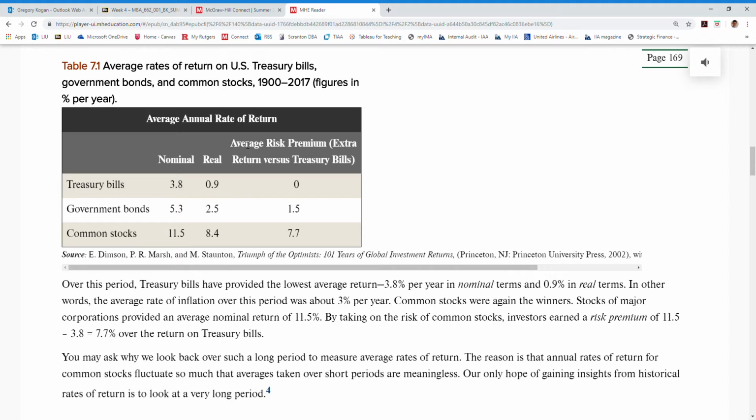And the average risk premium, this simply means what was it over the return on treasury bills, because assuming treasury bills are 100% safe, what am I getting in addition to what's absolutely safe? So with bonds, it's 1.5, with common stocks it's 7.7.